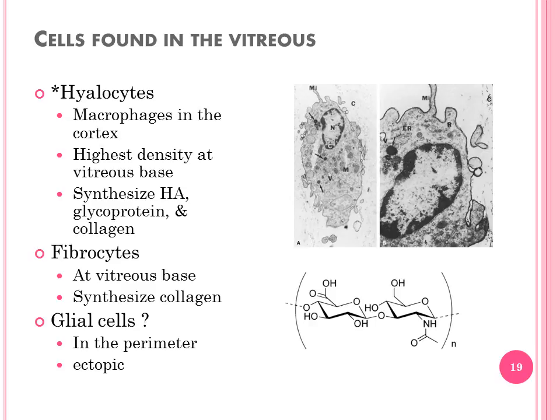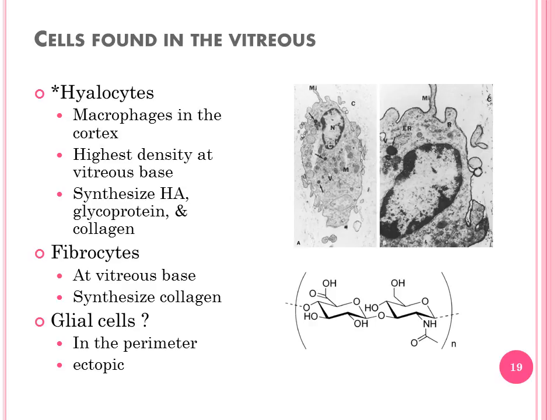Cells that are found in the vitreous, most prevalent, we say the vitreal cells, so to speak, are basically hyalocytes, and these are kind of star-shaped little cells that have kind of an oval nucleus. You can see in this picture here, it kind of shows that. And these are essentially macrophages in the cortex of the vitreous. Remember we said the cortex is kind of the outer, thicker part of the vitreous. And then they also have the highest density at the vitreous base, which is what we just talked about.